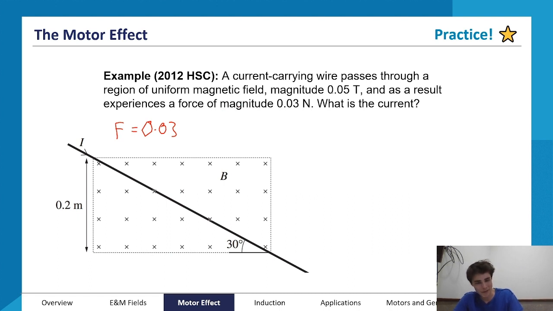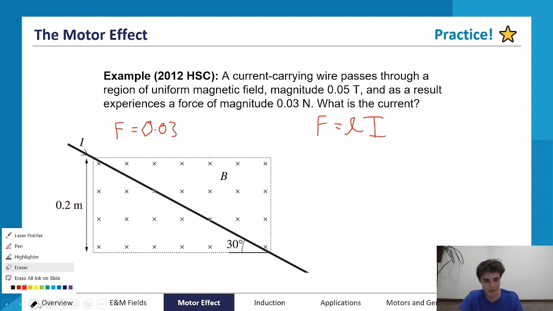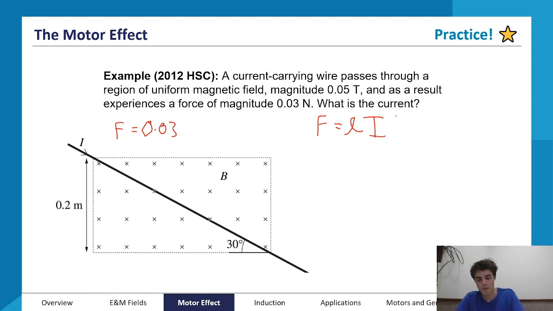And because this force that it's experiencing, remember, is the motor effect, we can use our motor effect formula, or force on current carrying conductor, to just quickly jot down, okay, we know that this force of 0.03 is equal to the length of the conductor times the current passing through the conductor times, sorry, B, I forgot B, shouldn't forget B. Must remember that B is something that exists. We need justice for B. Times our magnetic field times sine of theta.